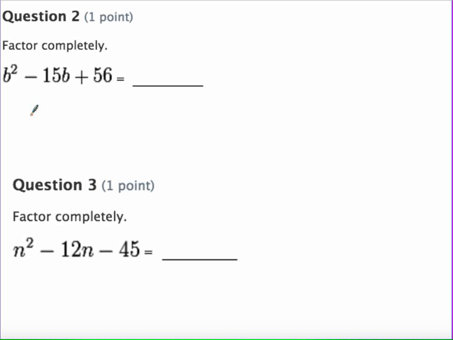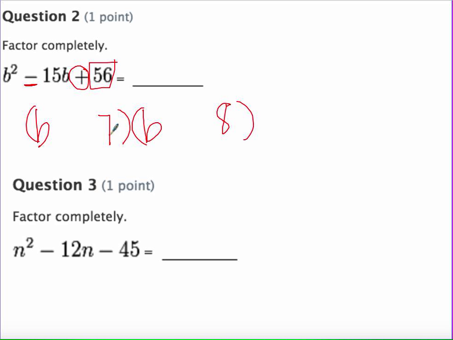Factor completely. This one you are going backwards, and I know that b times b gave me b squared. So I'm looking for two numbers that multiply to give me 56 but add to give me negative 15. So this tells me my signs are going to match, and this tells me they're both going to be negative. So I'm thinking of the factors of 56, and right off the bat I'm thinking 7 times 8. And I know that if I add 7 and 8 together, they give me 15, but in order to give me negative 15, they must have both been negative.